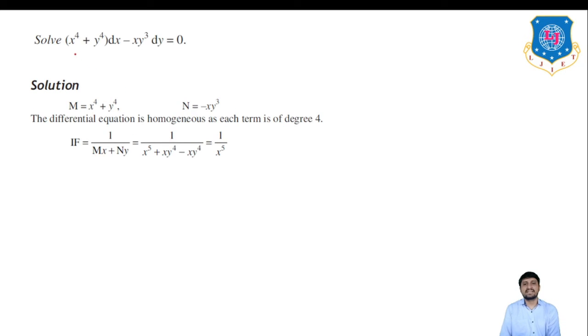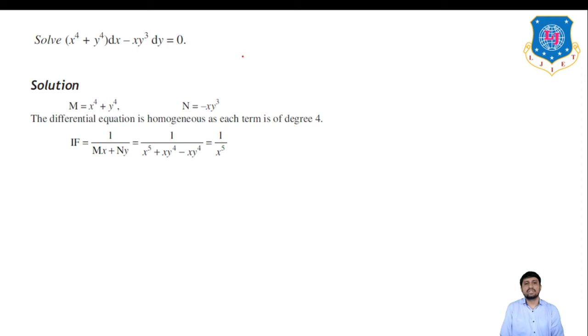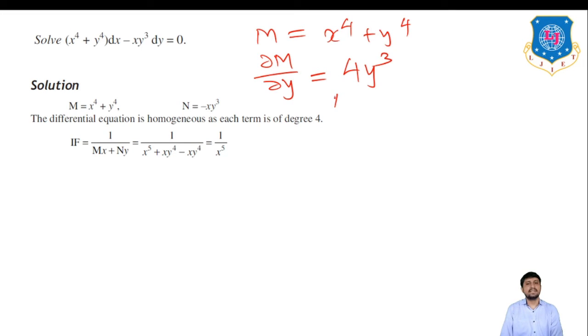So let's take one example. x raised to 4 plus y raised to 4, you can see that this is homogeneous because the degree of x is 4 and the degree of y is 4 here, and minus x y cube, where the degree of x is 1 and the degree of y is 3, so the total degree n is equal to 4. This equation is homogeneous with degree n equal to 4, because in each and every term the degree is 4. And clearly this is not exact, because M equal to x raised to 4 plus y raised to 4, so del M by del y is 4y cube. N is equal to what?